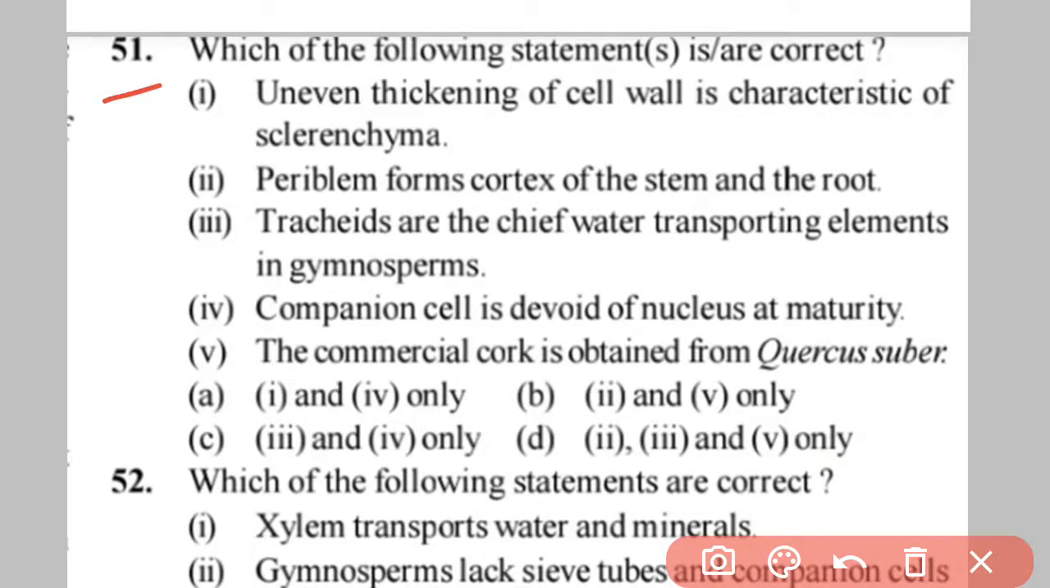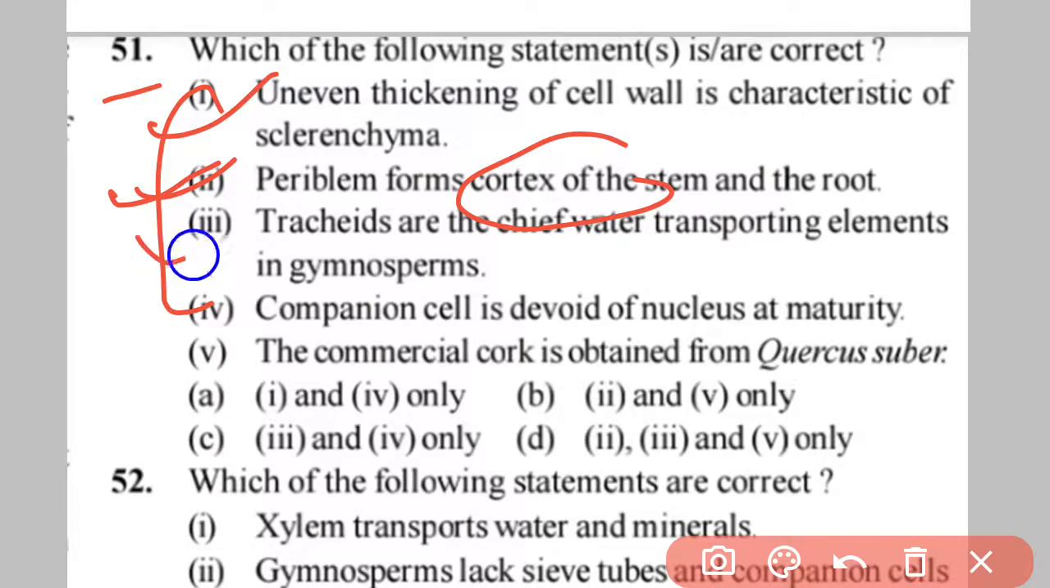The question is: which of the following statements are correct? Some statements are given and we have to identify the right statements. Statement 1: uneven thickening of cell wall is a characteristic of sclerenchyma. No, I don't think so. Second one: peripheral meristem forms the cortex of the stem and the root. Yes, this is correct. Third one: tracheids are the chief water transporting elements in gymnosperms. Yes, this is also correct.